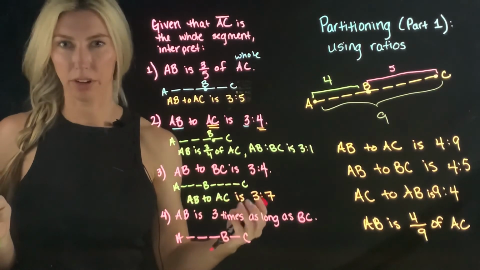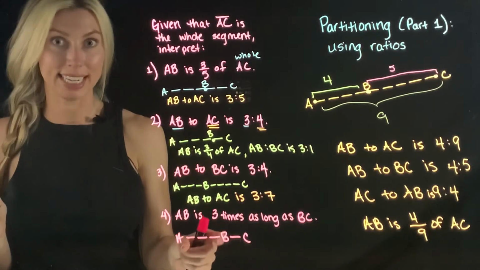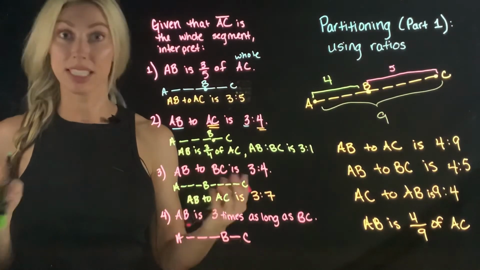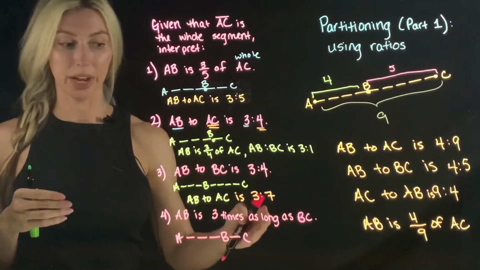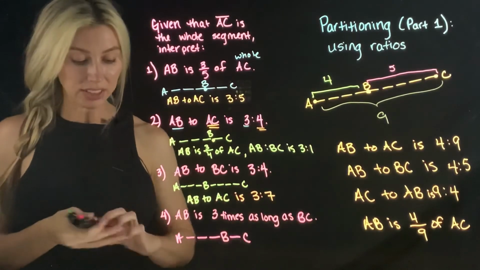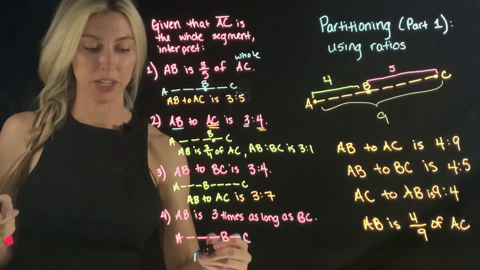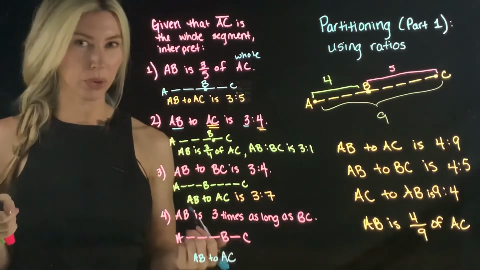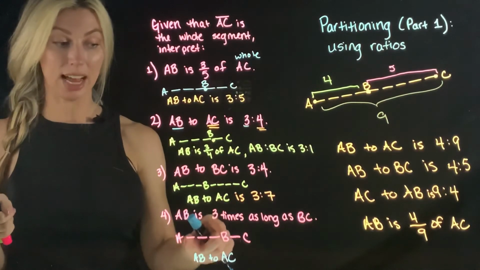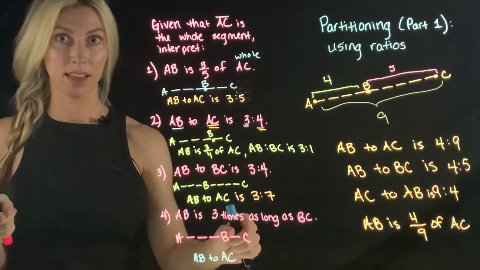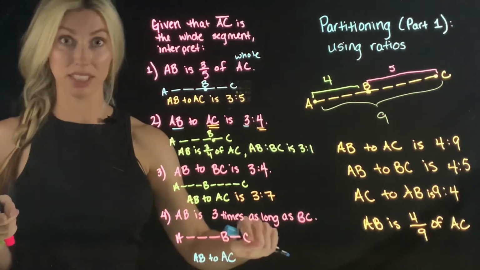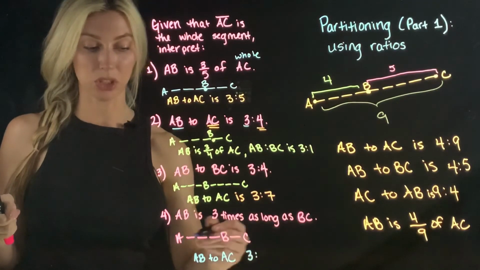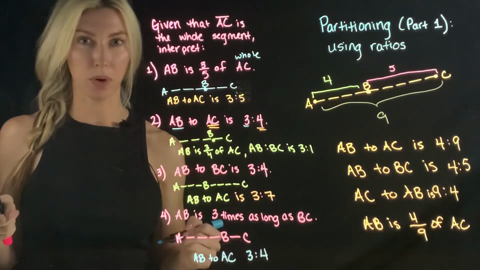You could make life harder on yourself. You could make this 6 sections. You could make this 2 sections. It would still work out to be a 3-to-1 ratio. And then if they asked you, what's the ratio of AB to the whole thing? Hopefully you can see if AB is 3 times the size of BC, then the whole thing is actually 4 sections long. So AB would be 3 compared to AC, which is the whole thing, which would be 4.